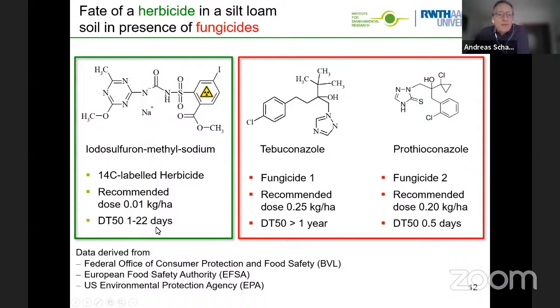It has a half-life between 1 and 22 days. And we tested the degradation either of this herbicide alone or in presence of these 2 fungicides, tebuconazole and prothioconazole. These 3 components are a mixture that is sold by the companies. So farmers use this mixture for agricultural applications. So it's not an artificial combination of pesticides, it's a commercially available mixture.